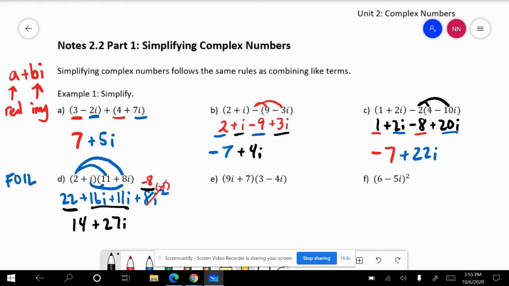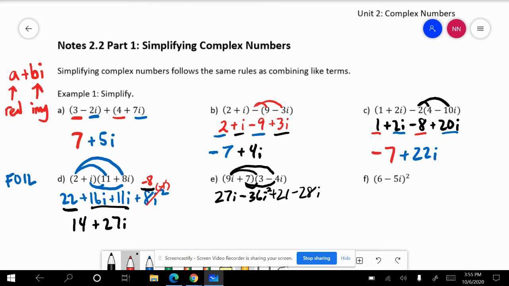Looking at letter E, we're going to do the same thing. We're going to multiply the 9i times the 3 to get 27i. 9i times the negative 4i gives us negative 36i. 7 times 3 is 21. And 7 times 4i is negative 28i. And that was 36i squared.